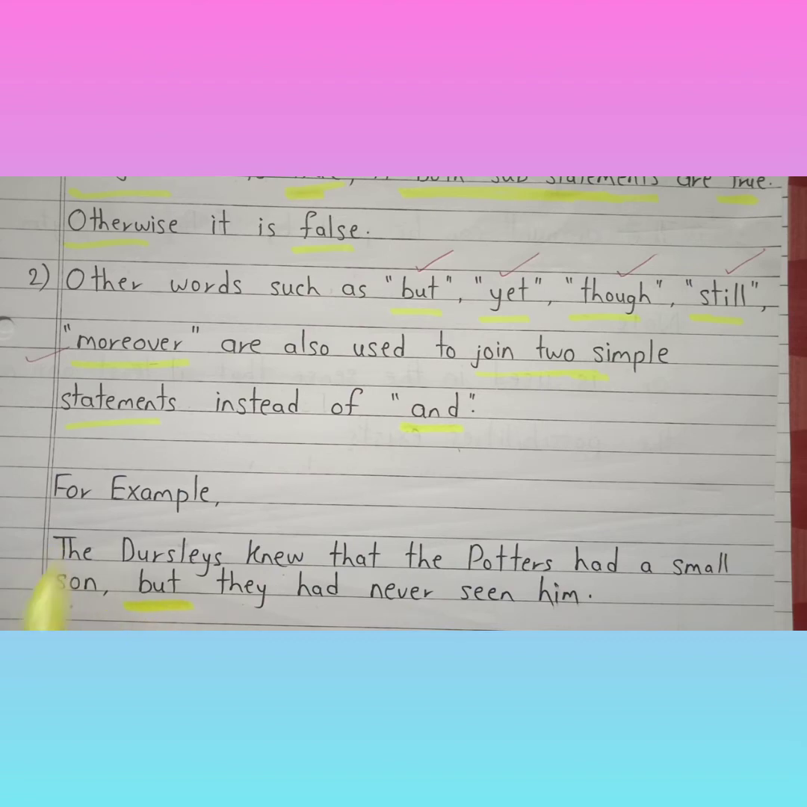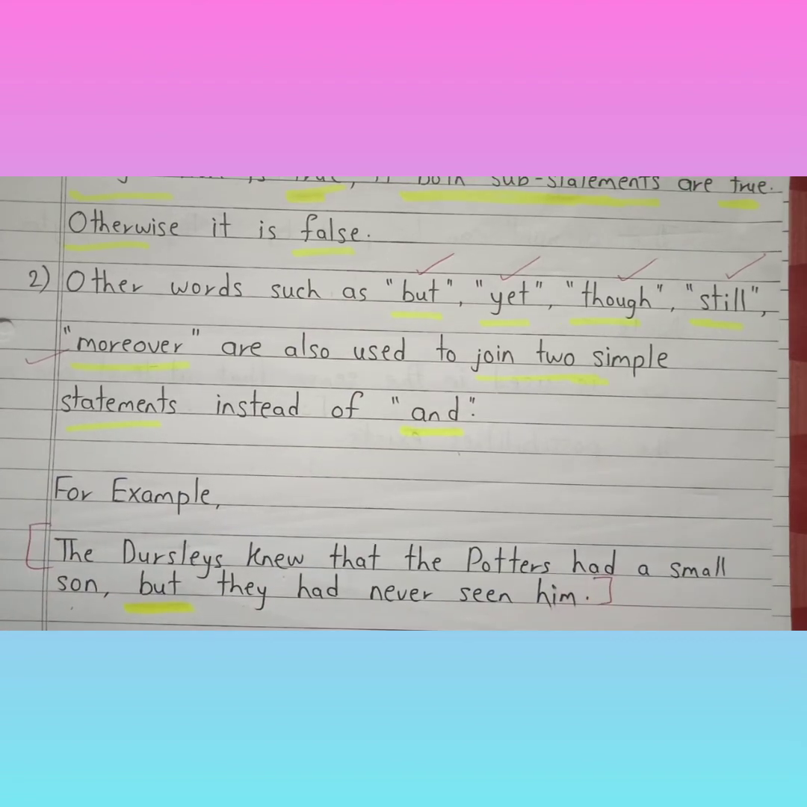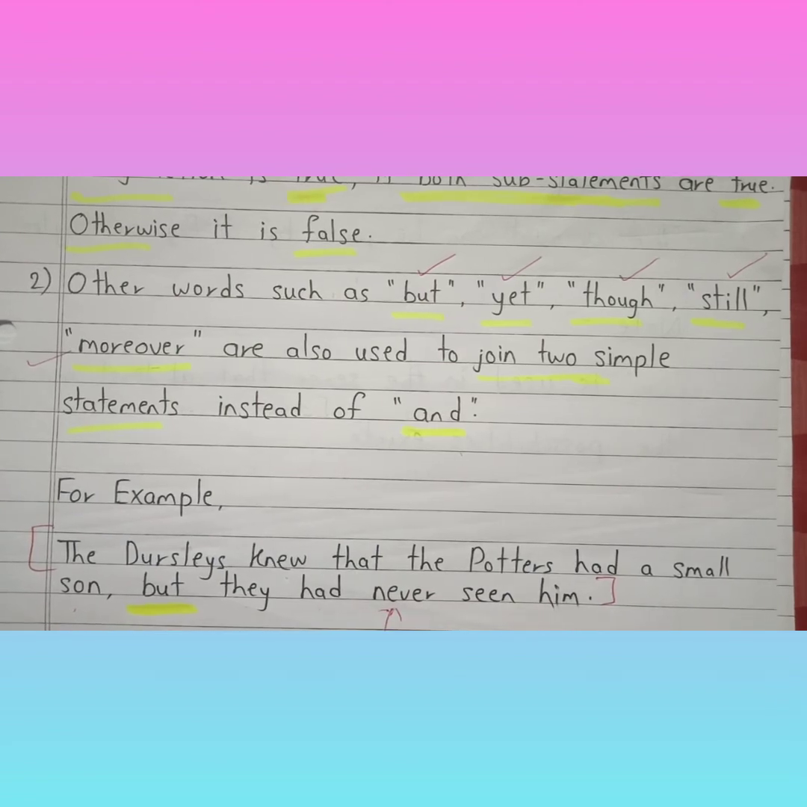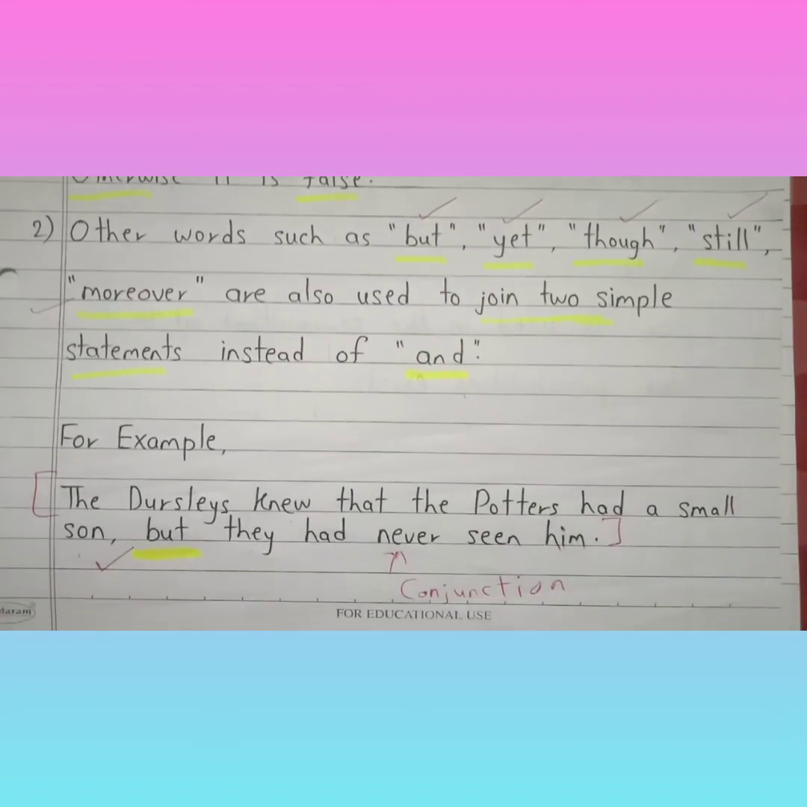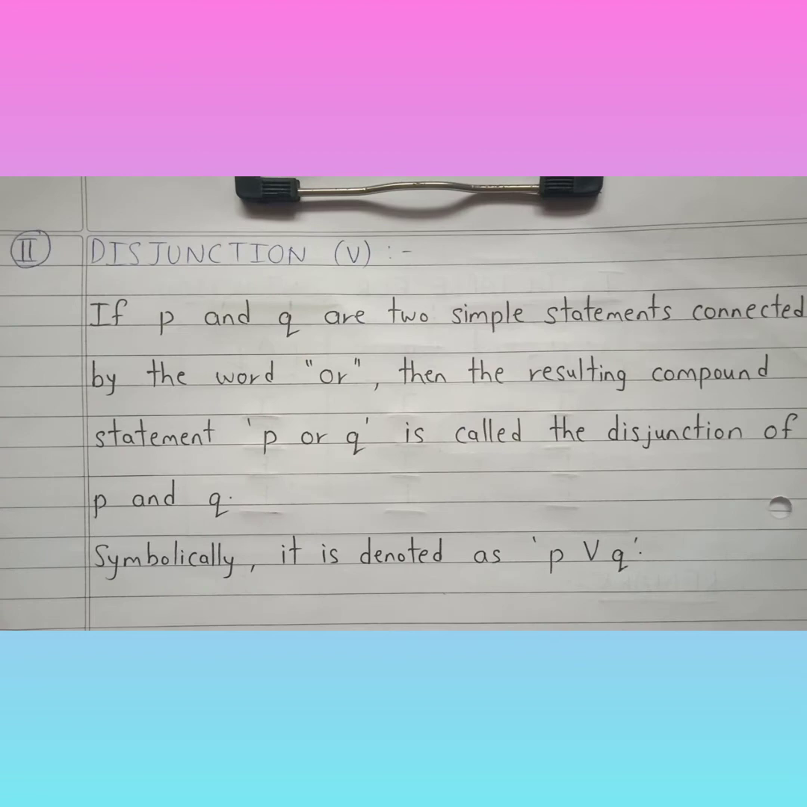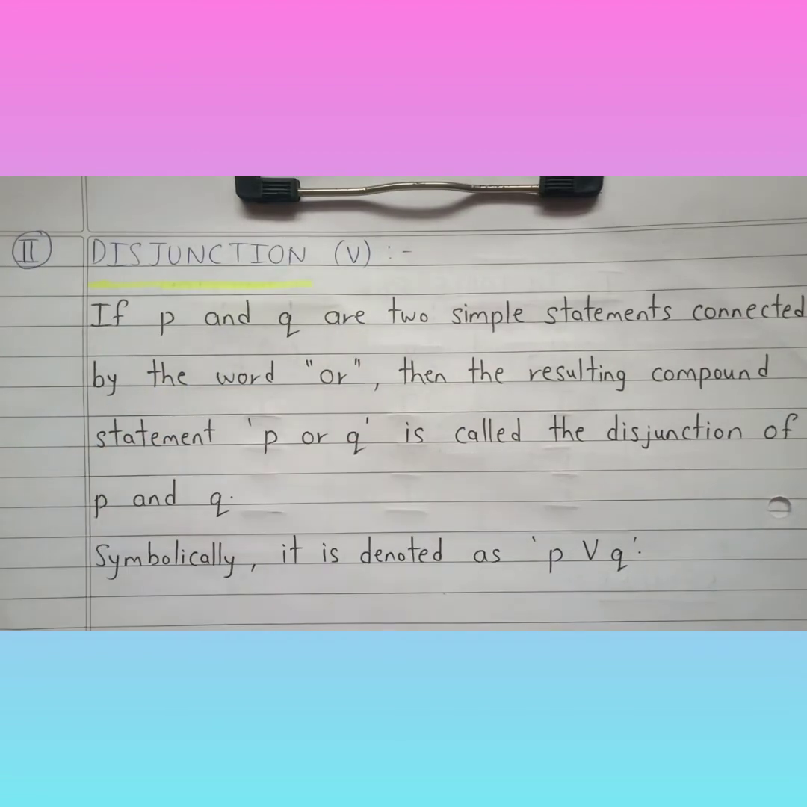So this whole statement is also a conjunction because we are using the word but here. I hope this is clear to you. The next type is disjunction, the second type of logical connective.